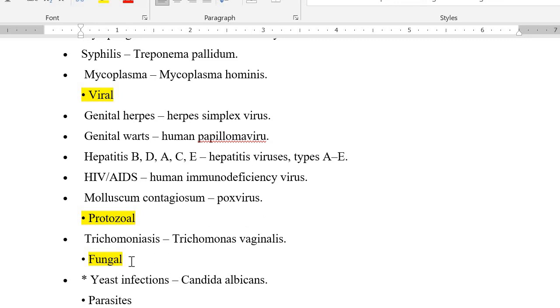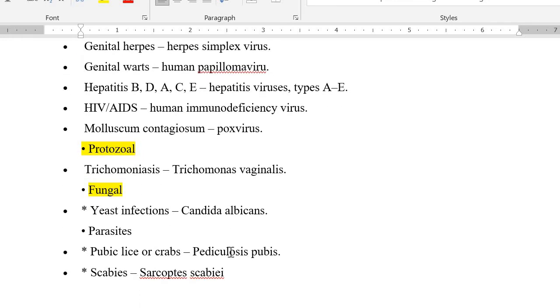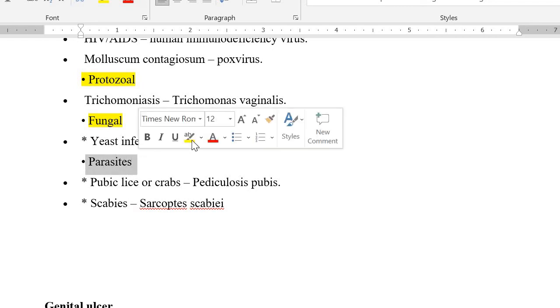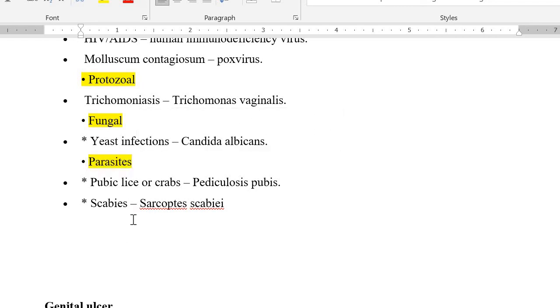Protozoal infections like trichomoniasis, caused by Trichomonas vaginalis. Fungal infections can be yeast in the form of Candida albicans. Then parasites can also cause infection, like pubic lice, caused by Pediculosis pubis. Then the patient can have scabies, caused by Sarcoptes scabiei.